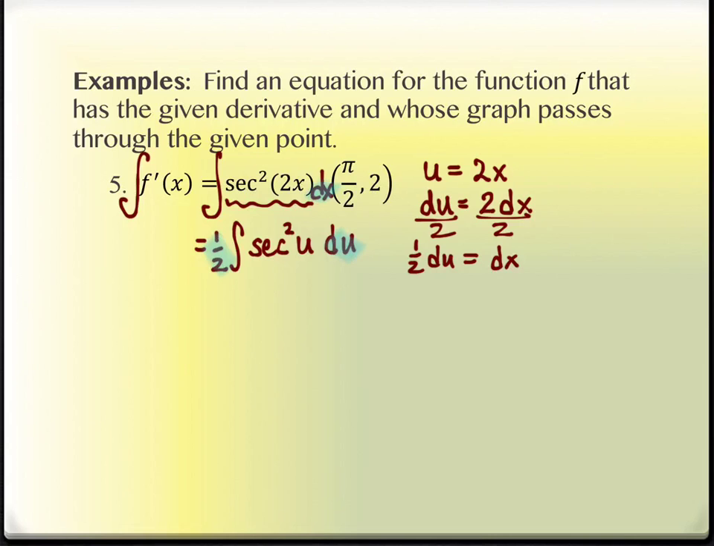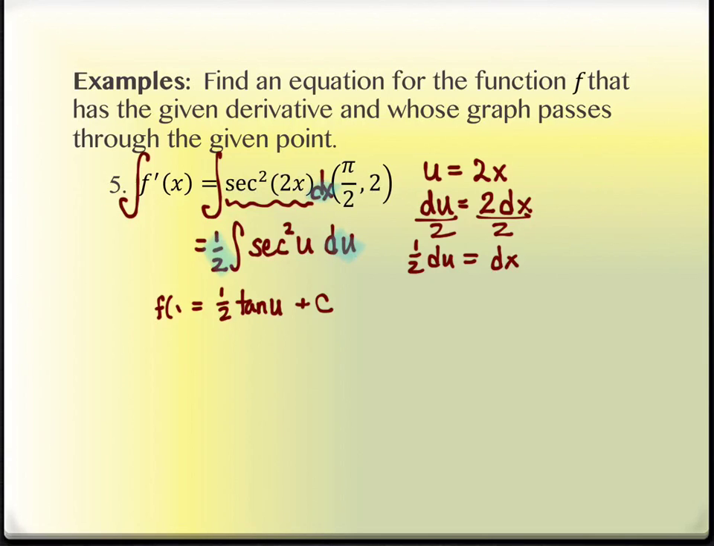So I mentioned it, and I'll mention it again. The 1/2 just comes along for the ride. You don't do anything with it. It's just part of the answer. However, we do need the antiderivative of secant squared, and somebody told me what it was just a second ago. It's tangent. So this is tangent of u. And then what else do we need? Plus c. Now, on the left-hand side, when we did the antiderivative of f prime of x, what do we get?